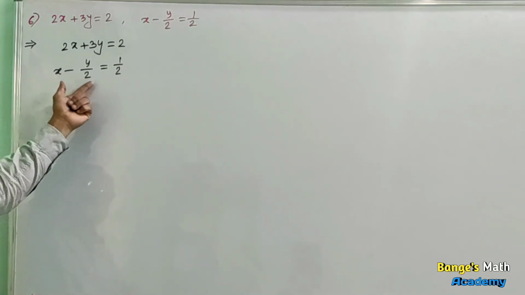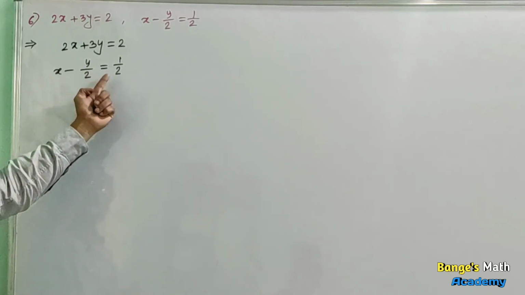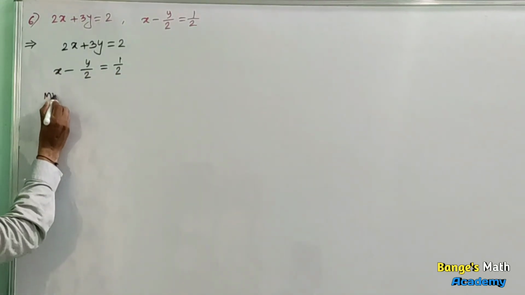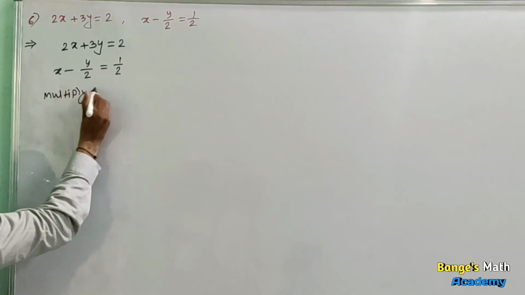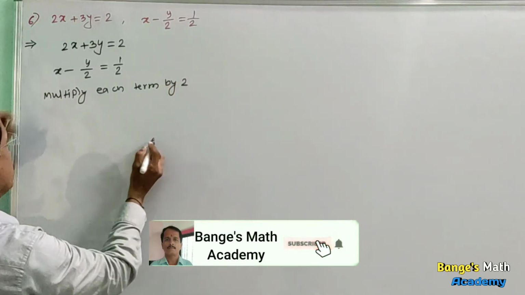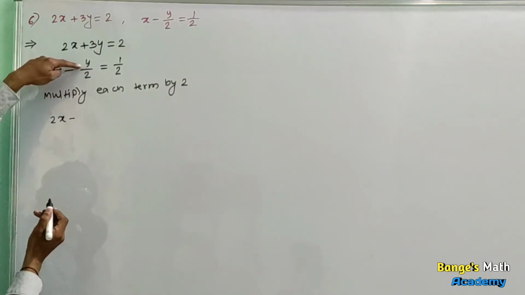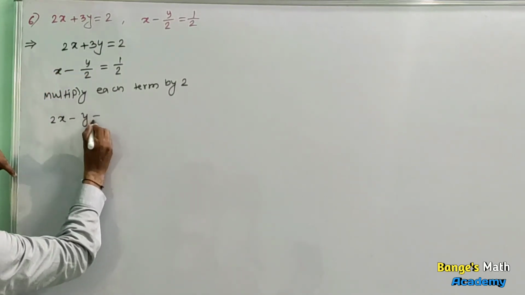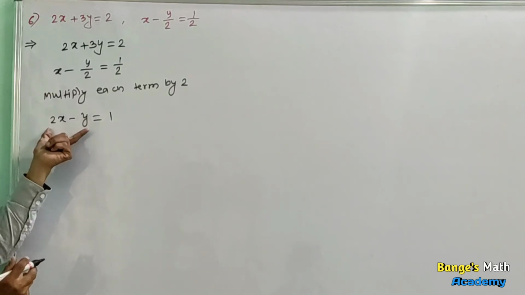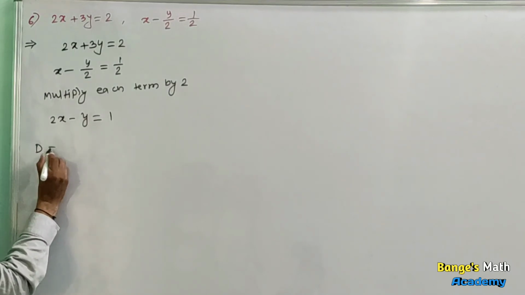If we put this value as it is, there is no problem. If we simplify this, here in the denominator is 2. If we eliminate this 2, so multiply each term by 2, then we get 2x minus, if we multiply by this 2, 2 get cancelled, y is equal to 2 into 1 upon 2, means 2 get cancelled, we get 1. So second equation is 2x minus y is equal to 1. Then find value of d.